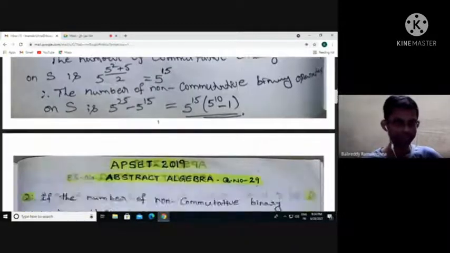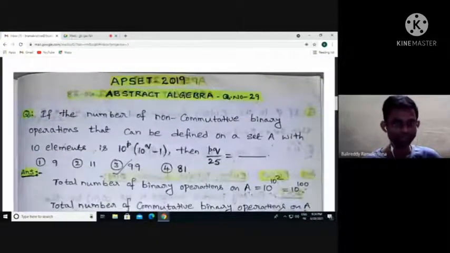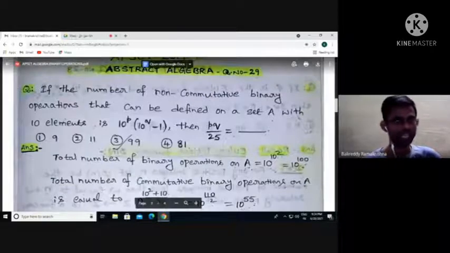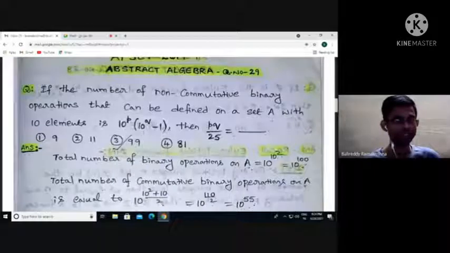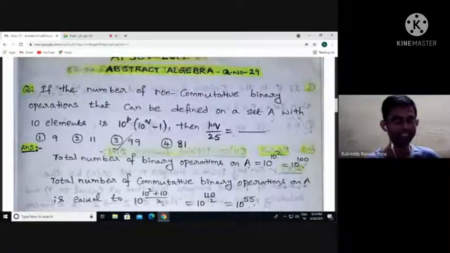AP Set 2019 Abstract Algebra question number 29. Here the question is, if the number of non-commutative binary operations that can be defined on a set capital A with 10 elements is 10 to the power p into (10 to the power q minus 1), then pq by 25 is equal to dash. Here we have to find the value of pq by 25.